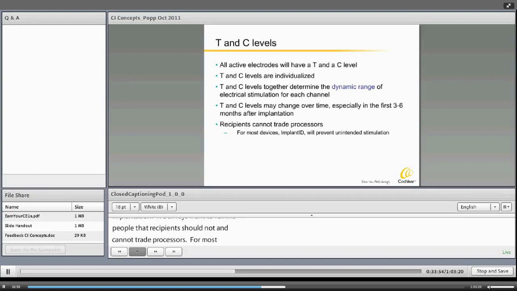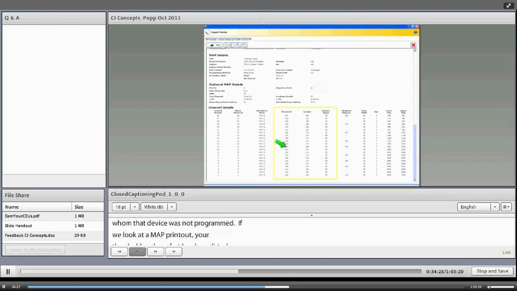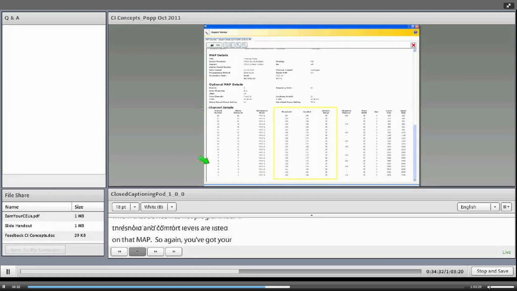We always want to remind people that recipients should not and cannot trade processors. For most devices, the Implant ID feature will prevent this from happening, but we want to reduce the likelihood of individuals trying other people's processors on because they could be programmed dramatically differently and could result in either no stimulation or painful stimulation for the person for whom that device was not programmed.